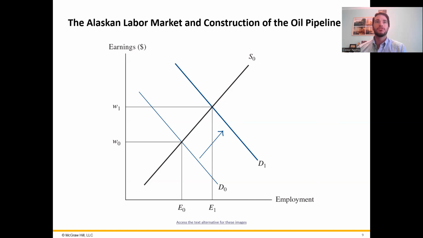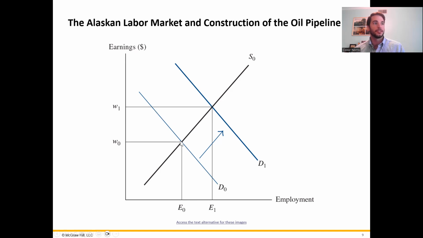So the theoretical framework of supply and demand, this simple model that we have, can help us understand the shifts that should have occurred in the Alaskan labor market as a result of this. So what we would expect to happen is basically what we see here in the supply and demand curve. Initially, we're at D0. This is how many workers the firms are willing to hire in Alaska. And the equilibrium here is at wage 0 and employment level 0.